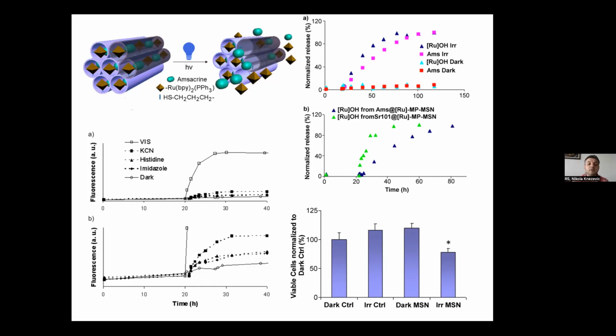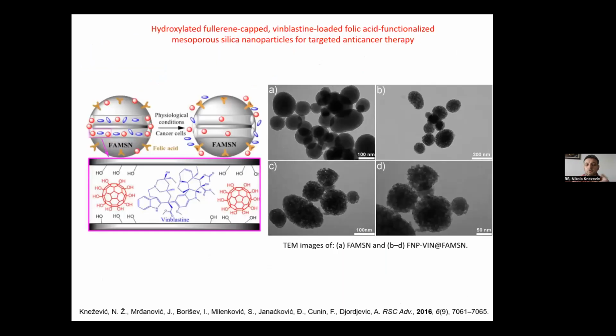irradiation with blue light. But we also tested if these dyes and drugs can be released even upon substitution, perhaps with additional ligands, even with cyanide or histidine imidazole. This was not a very effective release of the drugs, of the dye in this case, and only with visible light was it cleavable. So we tested on cells, and we showed that there was some effect in our conditions that we used on cancer cells.